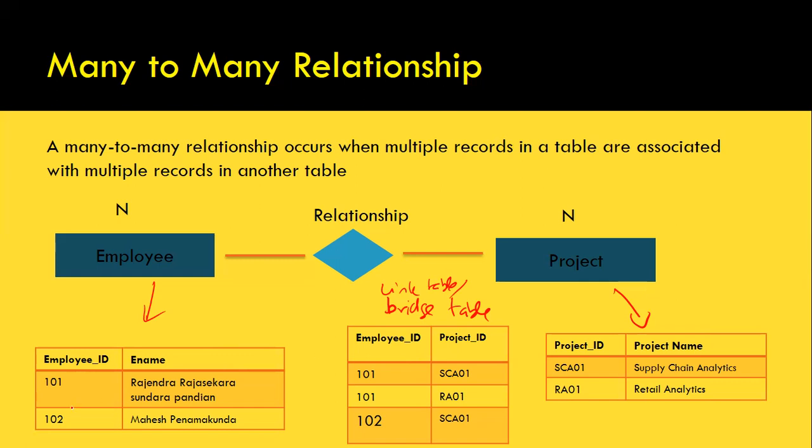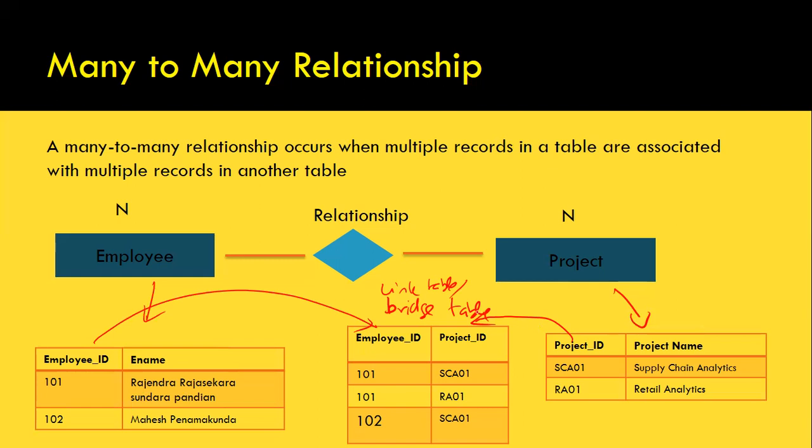In the bridge table, we keep the employee ID here, and then we keep the project ID. This acts as a bridge for these two, because this table is helpful to join these two tables. Because you don't have any common column between these two tables. So that is one thing.